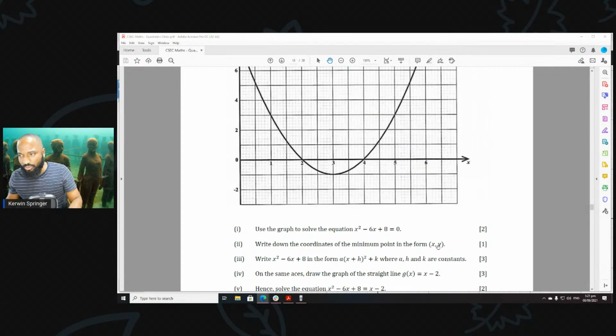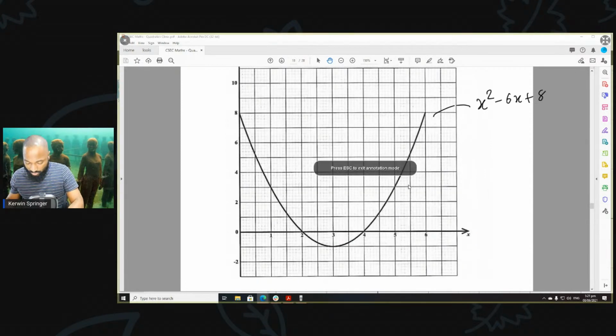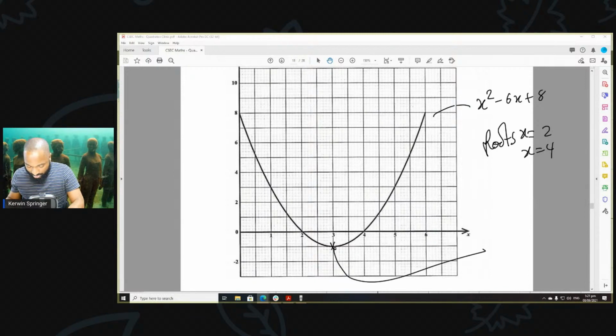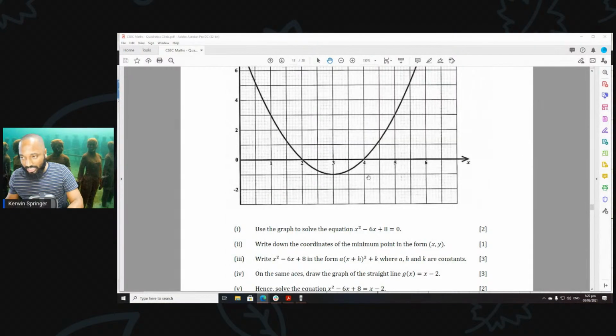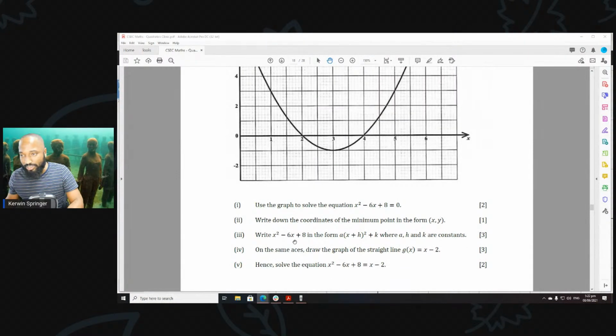Write down the coordinates of the minimum point. It's 3, negative 1. So the roots, when we solve, x is equal to 2 and x is equal to 4, and the coordinates of the minimum point is this kind of read-off thing. It's 3 marks for you, but they need to give all your tough questions in this exam. You want real big boy questions, and you want none of these kind of simple ones.